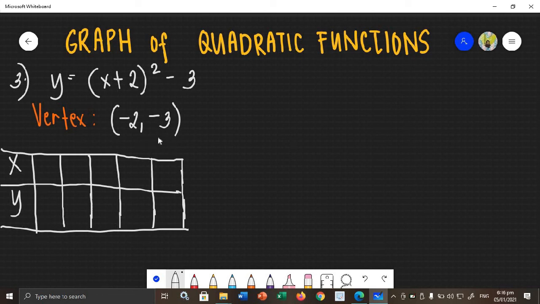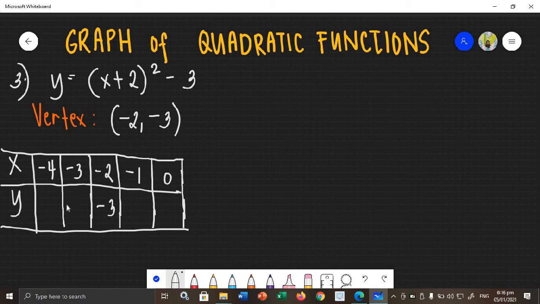Yan. So, yung vertex natin, i-write natin dun sa pinakagitna or sa pangatlong column. So, we have -2 as our x-coordinate and -3 as our y-coordinate. And then, yung mga x-coordinate na walang values, mag-assign po tayo ng values. So, lagay natin yung mga numbers before and after -2. So, before ng -2, we have -3, we have -4. And then, after -2, we have -1, and then 0.